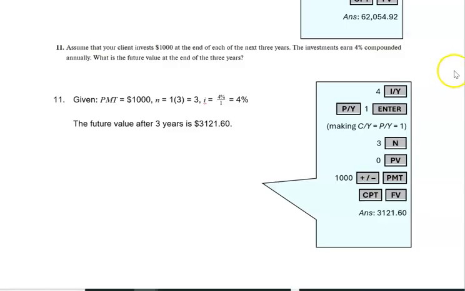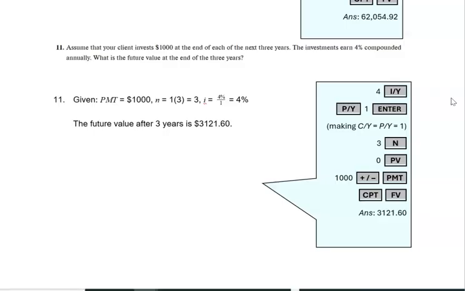So we go 4 IY, then go to your second level, second IY, that takes you to your PY. You want to put in 1, enter. And if you want to arrow down, you can see that your CY and your PY are both 1. Then we want second quit to come back up to the main level.